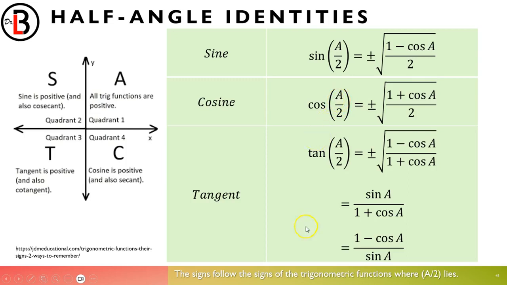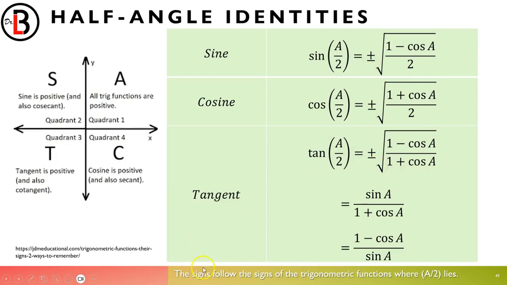You will notice that for tangent, there are three equations, but the other two were basically derived by rationalizing either the numerator or the denominator of the equation. So in here, tangent of a over 2 is plus or minus the square root of 1 minus cosine a all over 1 plus cosine of a. You'll notice that there are plus or minus symbols in here.